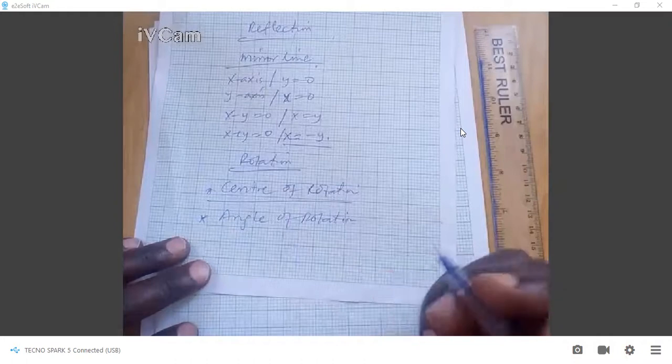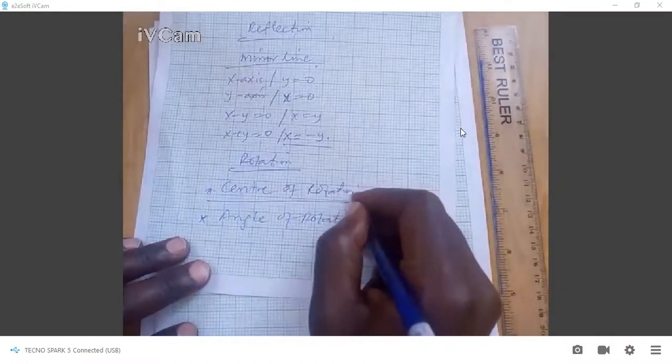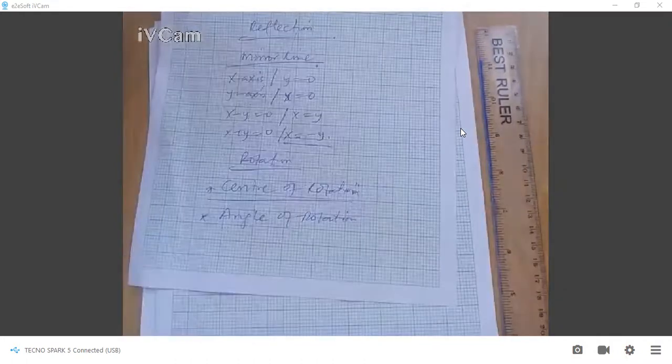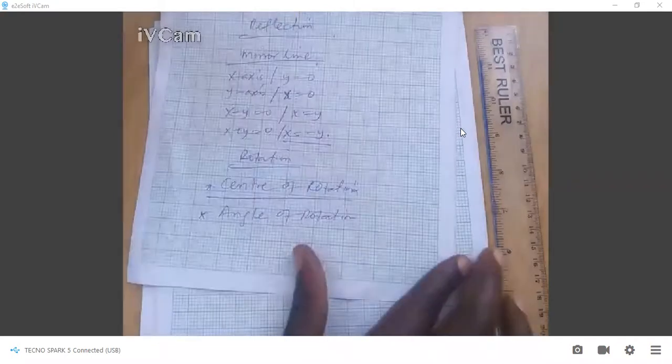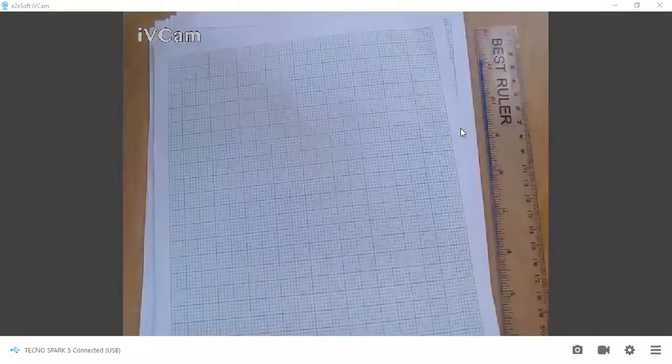So when you're describing a rotation, you look at the center of rotation plus the angle of rotation. It's important that you take note of that. So when you're looking at the geometrical aspect, you looked at the center of rotation and the angle of rotation. Later on we shall use those properties to generate what we call the matrices of rotation.